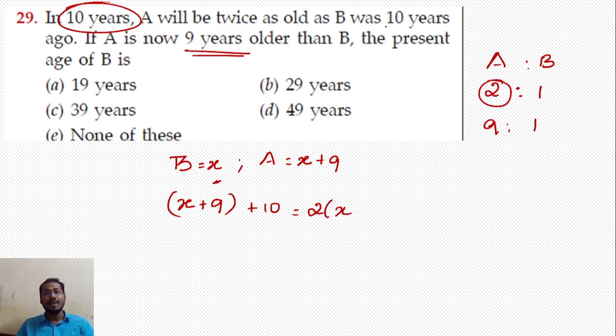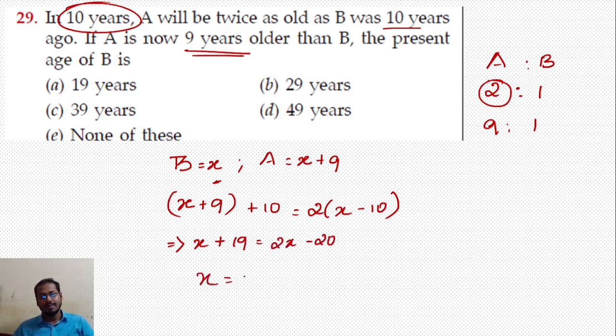But they say 10 years, so I need to write minus 10. Please listen, x plus 9 is A and x is B. When they say 10 years ago, that means minus, and in 10 years, that means plus. This is the concept. From this, solve the equation and you will get the answer. x plus 19 is equal to 2x minus 20. So x is equal to 39. This is the answer.